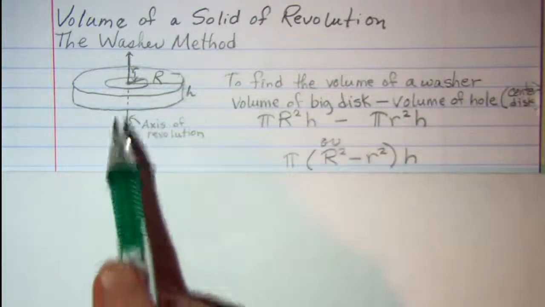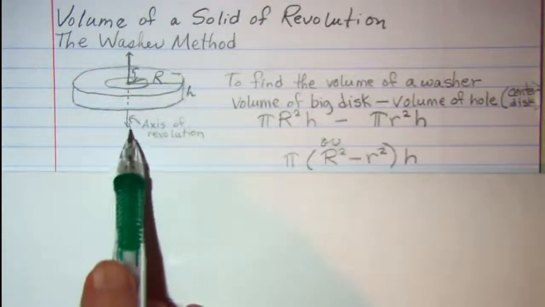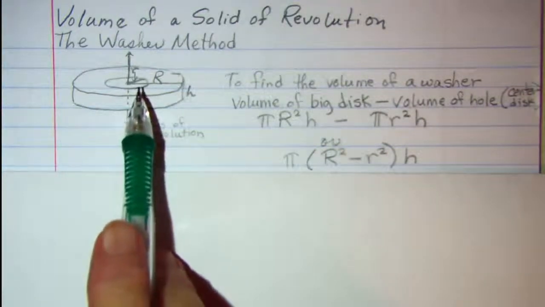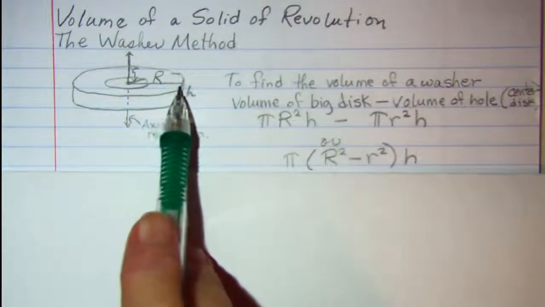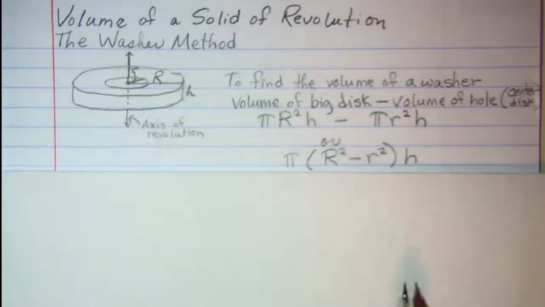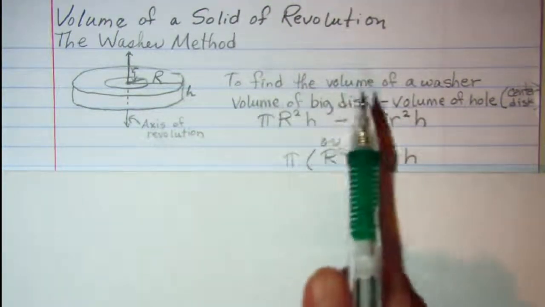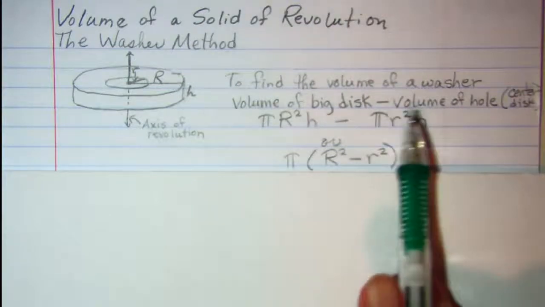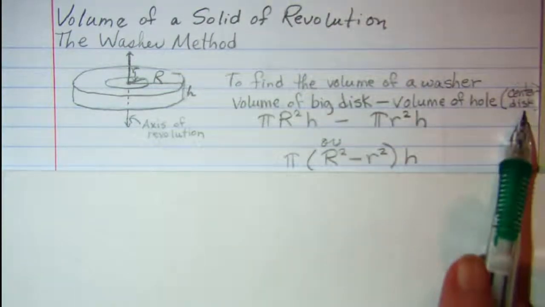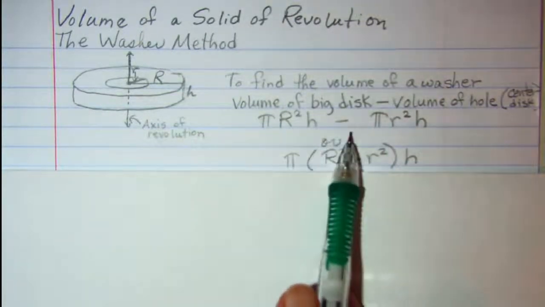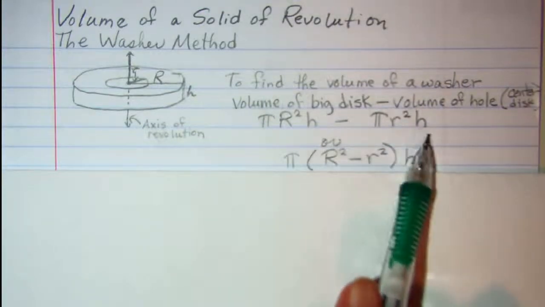Our axis of revolution for this diagram is shown here with this vertical line. And so you see that our radius is perpendicular to the axis of revolution. So we'll use the formula to find the volume of a washer. We'll take the volume of the big disc and subtract the volume of the hole, which is the center disc. So we have pi capital R squared h minus pi little r squared h.